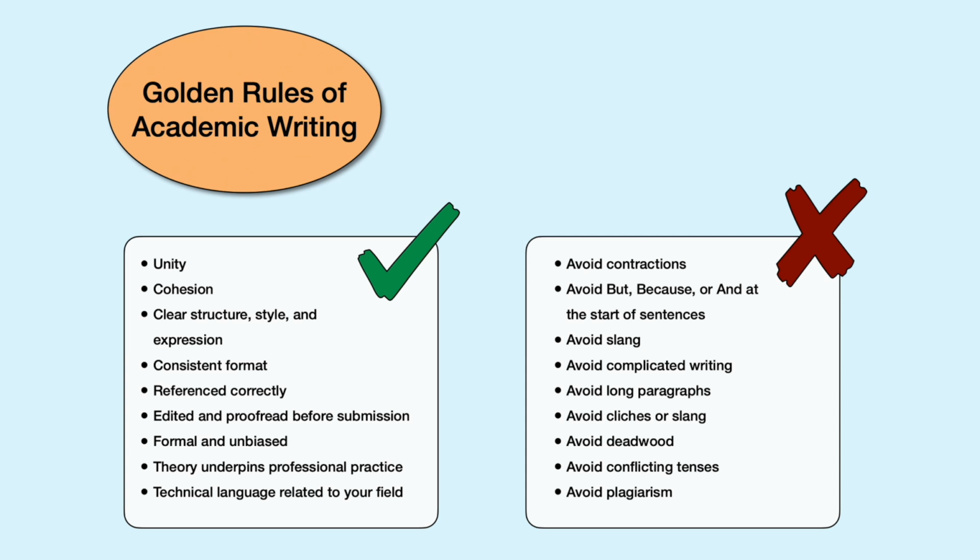Avoid really long paragraphs because you lose the reader. Avoid cliches or slang. Avoid deadwood. Why say something in 20 words when you can say it in 10? Avoid conflicting tenses. And avoid plagiarism. Give credit where credit is due. If you've used somebody's thoughts, theories, ideas, cite them, reference them.